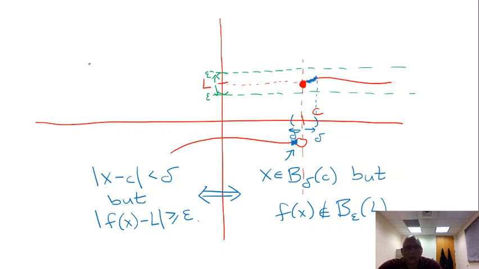So this construction shows that no matter how small I choose delta, for all delta sufficiently small, this is always going to fail, right? I'm never going to be able to ensure all of my points f of x are inside the epsilon neighborhood of L. In other words, this is showing that the limit does not exist.